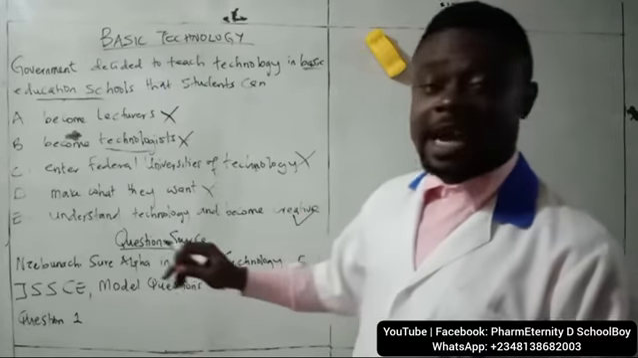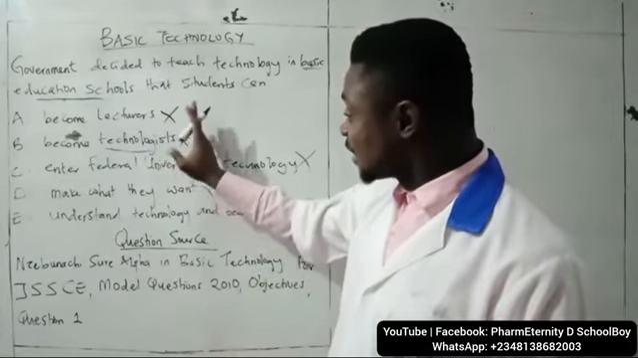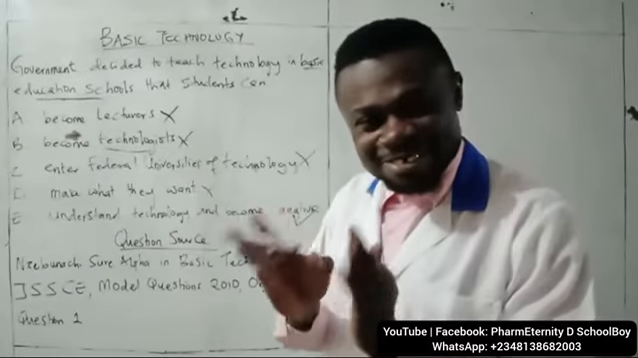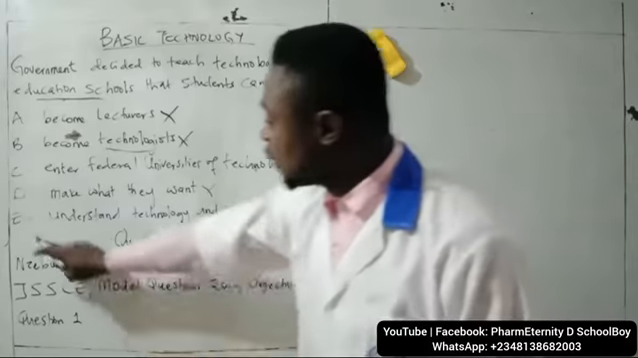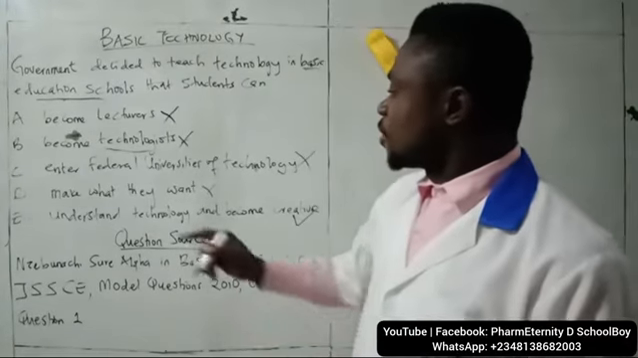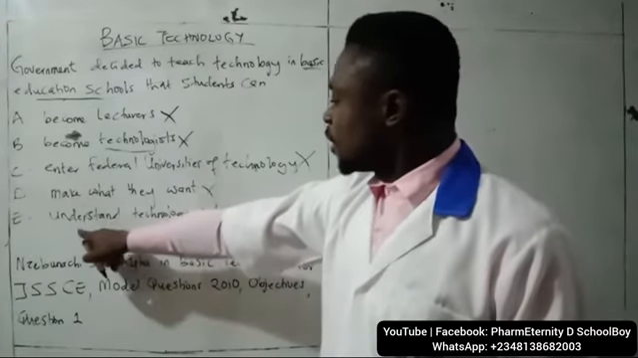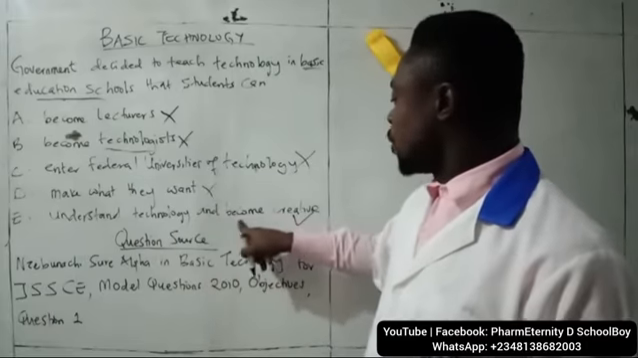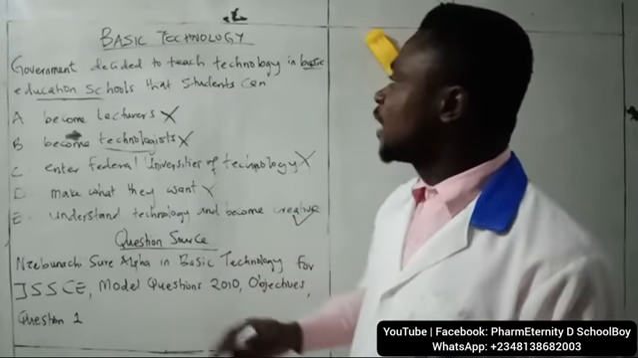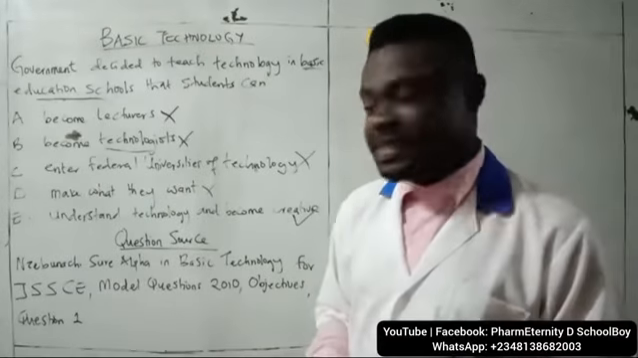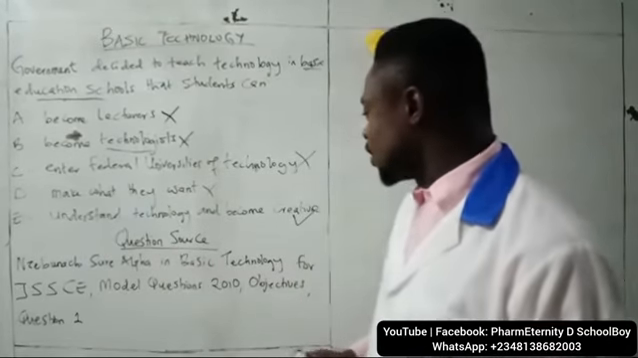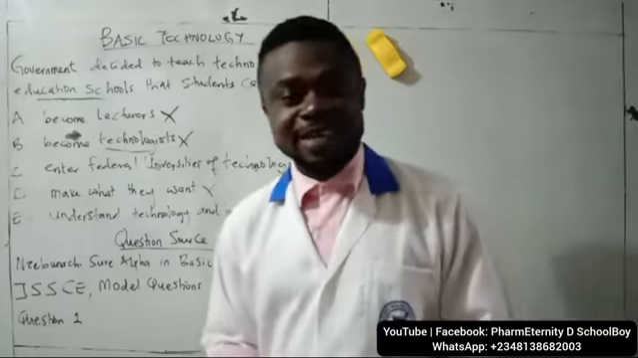So the most appropriate answer here is what? Even though these other options look somehow tempting, the most appropriate option here is E. Understand technology and become creative. So government decided to teach technology in basic education schools so that students can understand technology and become creative.